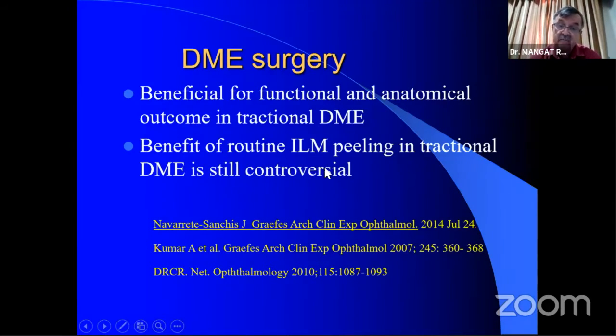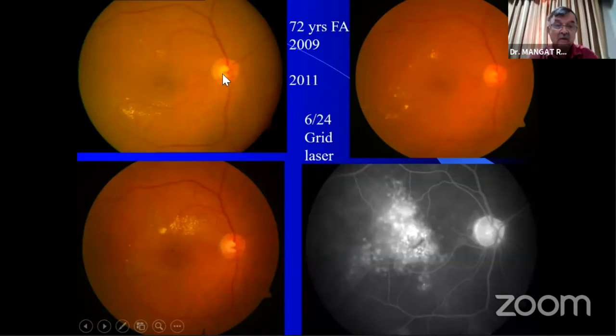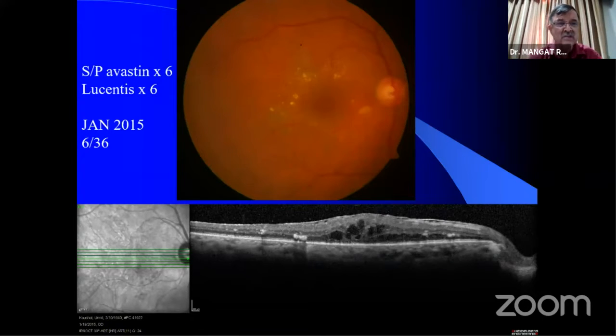Already highlighted by Professor Atul that ILM peeling in tractional DME is still controversial. We don't know. Some of them may lead to thinning of the retina later on and a worse outcome. I'm just sharing one case: this lady came to me a long time back, having received grid laser treatment earlier, then a lot of injections, 6 Avastin, 6 Lucentis, and she was afraid of surgery.